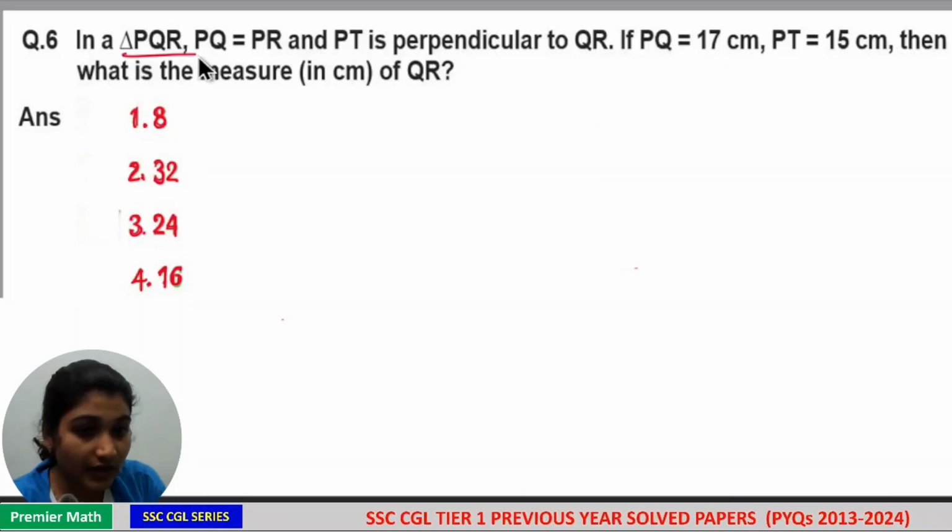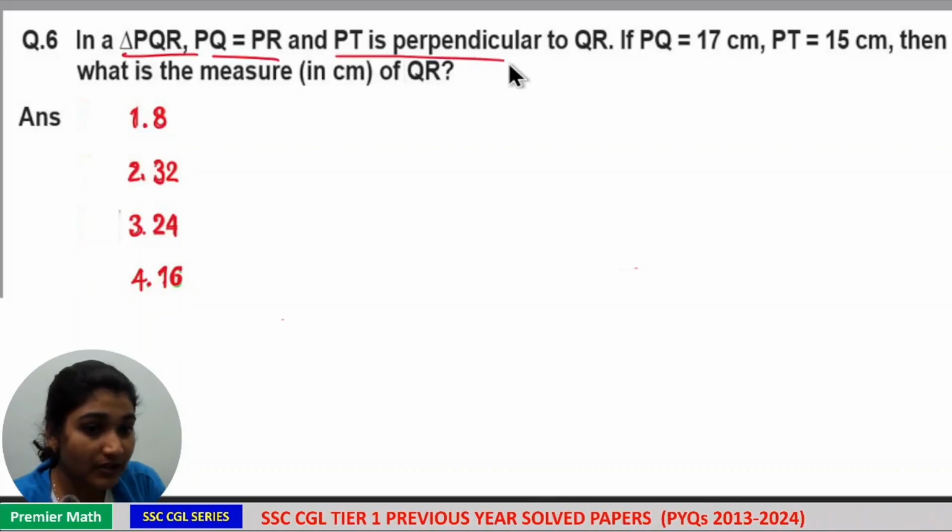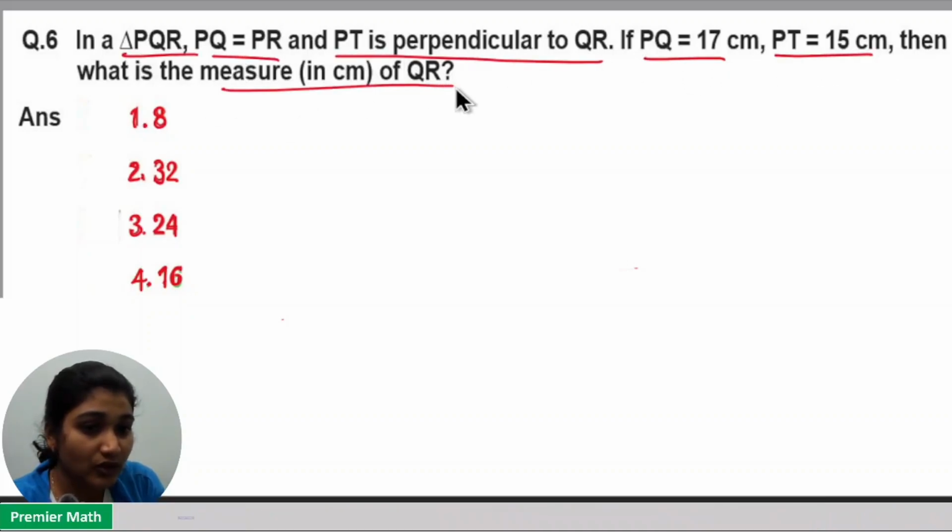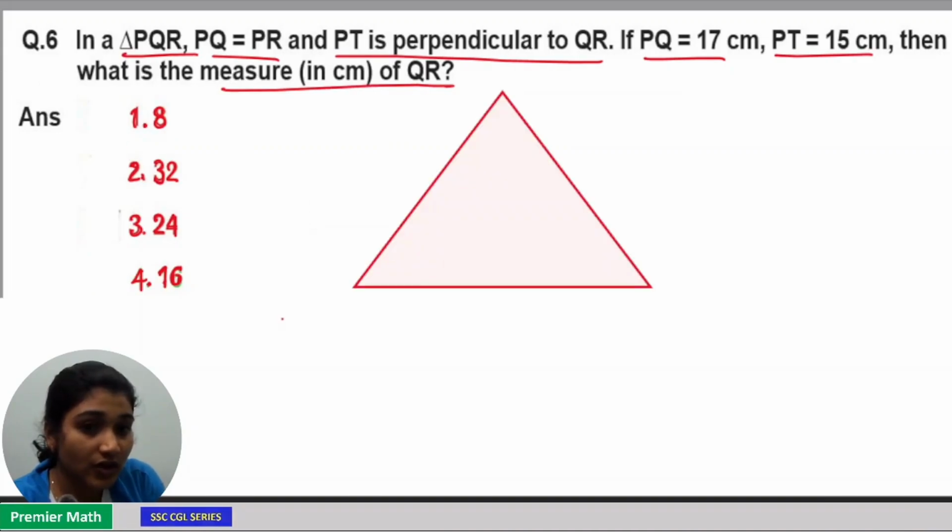In a triangle PQR, PQ equal to PR. PT is perpendicular to QR. If PQ 17, PT is 15, then what's the measure of QR? Here this is triangle PQR.